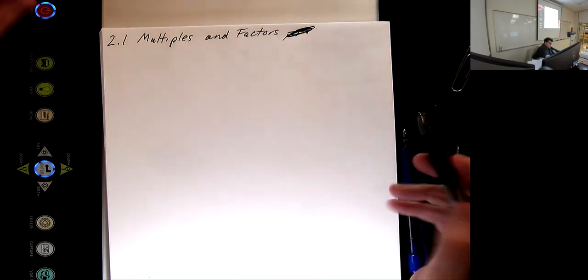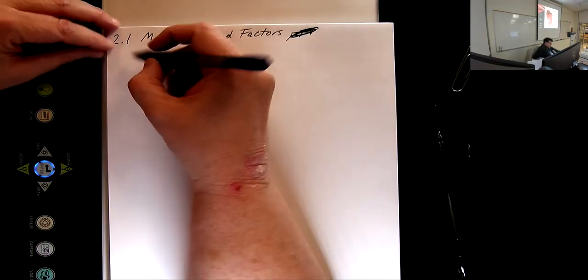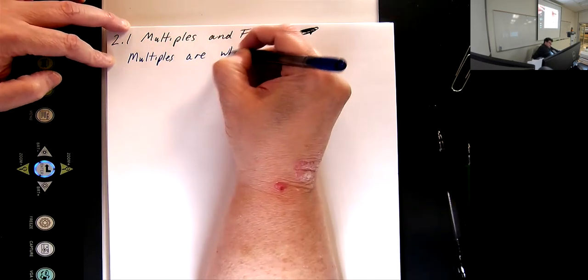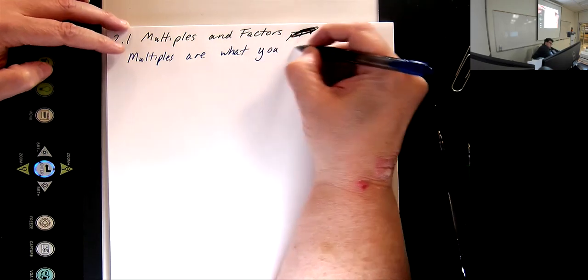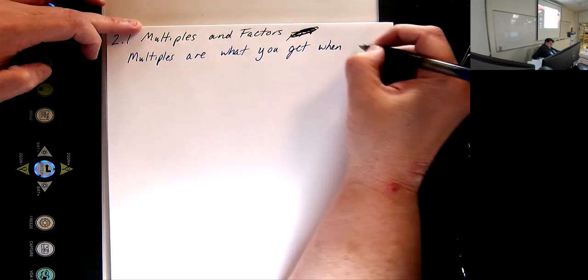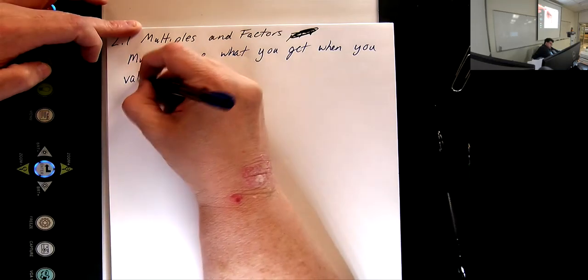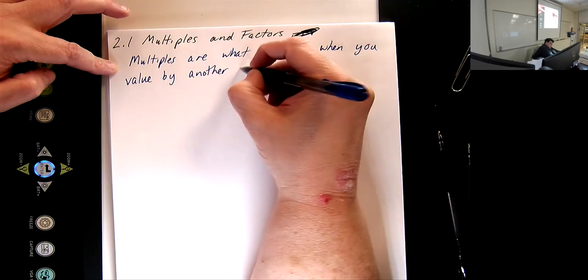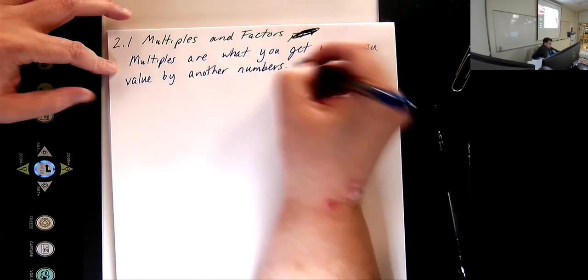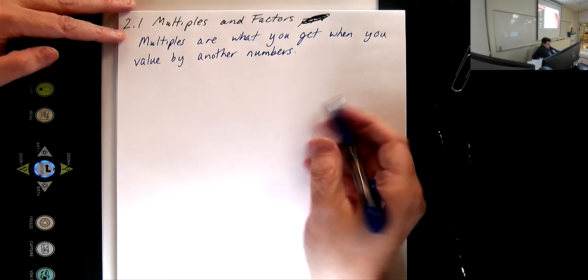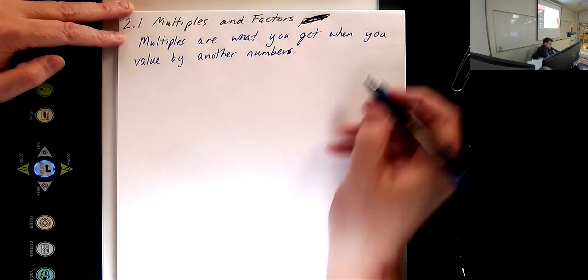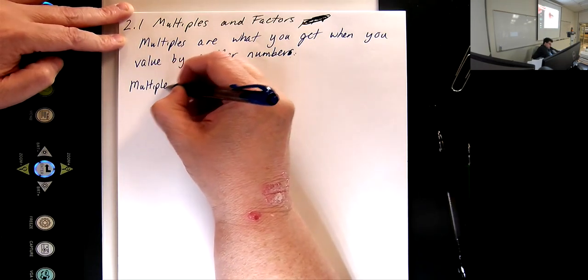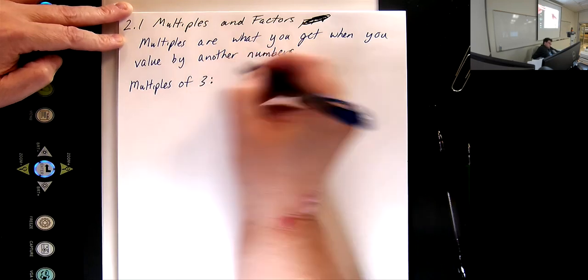So multiples are what you get when you multiply a value by another number. Which sounds like, that just sounds like regular multiplication. Let's say I want the multiples of 3. I think maybe showing what I'm saying is a little bit better than just talking about it.